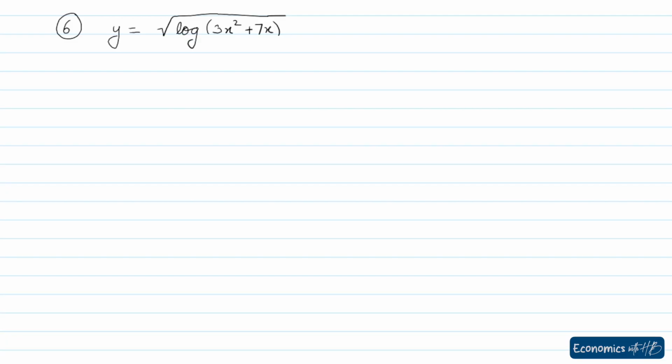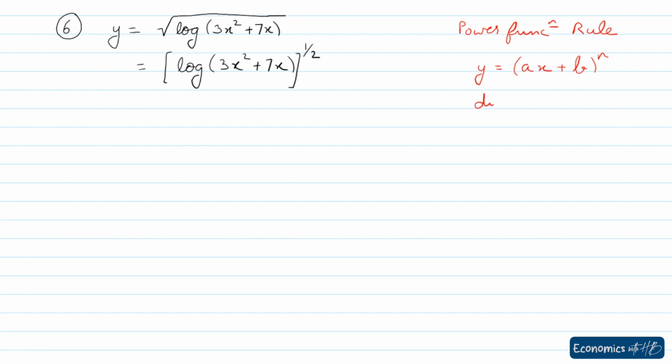See the next one, y is equal to under root of log 3x square plus 7. We can write this as log of 3x square plus 7x raised to the power 1 by 2. So dy by dx is equal to, we'll use the power function rule. If y is equal to ax plus b raised to the power n, we get dy by dx is equal to n into ax plus b raised to the power n minus 1. And the derivative of ax plus b is a.